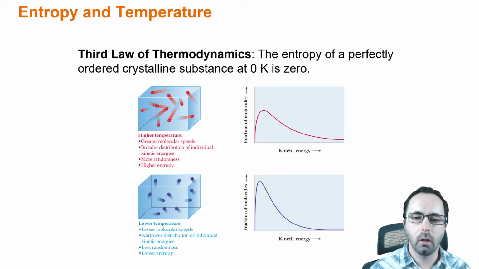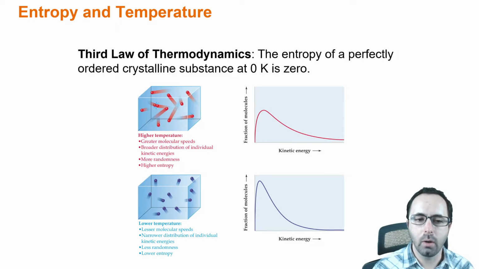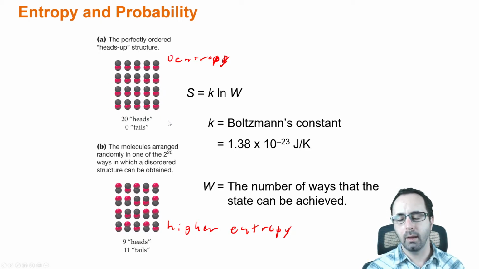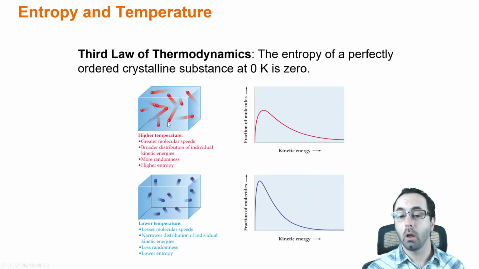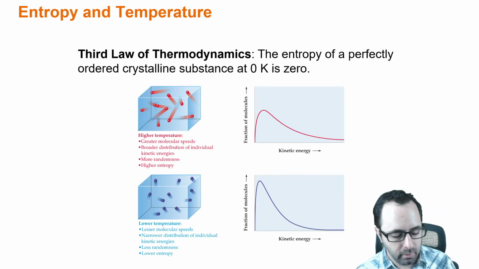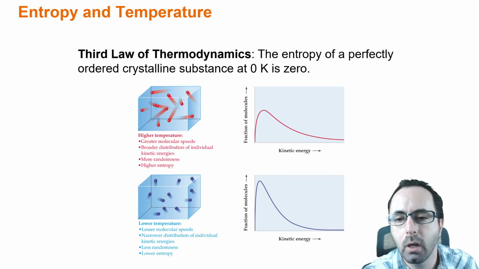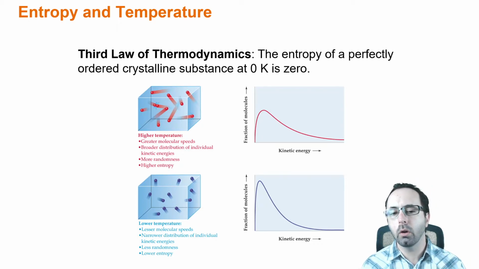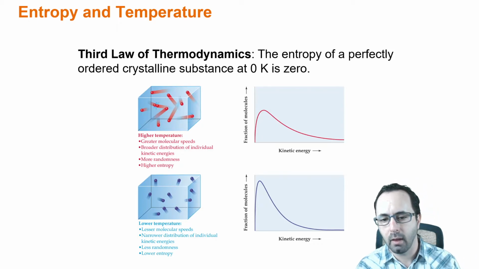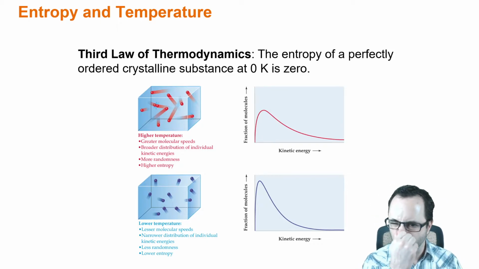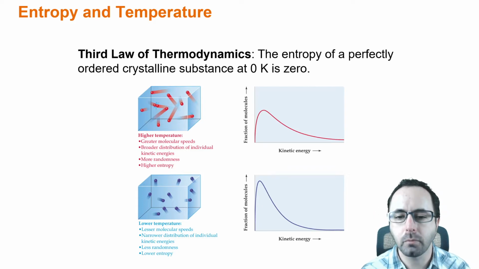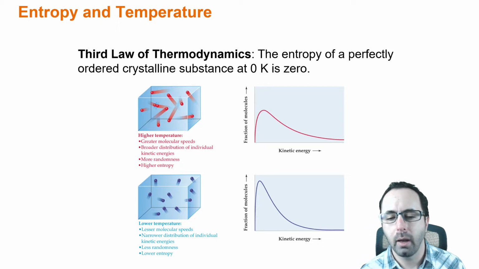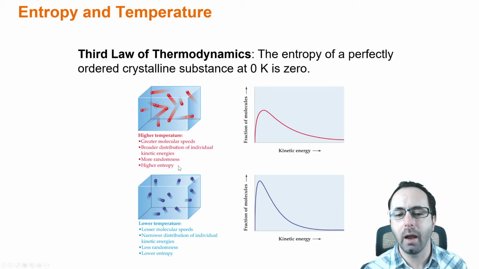Related to that, you saw with the coins, the perfectly ordered coin situation was 20 heads, all heads. And that was zero entropy. For a molecular substance, for matter, we're going to describe matter as having zero entropy if it's a perfectly ordered crystal at 0 degrees Kelvin. So Kelvin temperature is really important here. Kelvin temperature indicates zero molecular movement. So at higher temperature, molecules have a higher average kinetic energy.